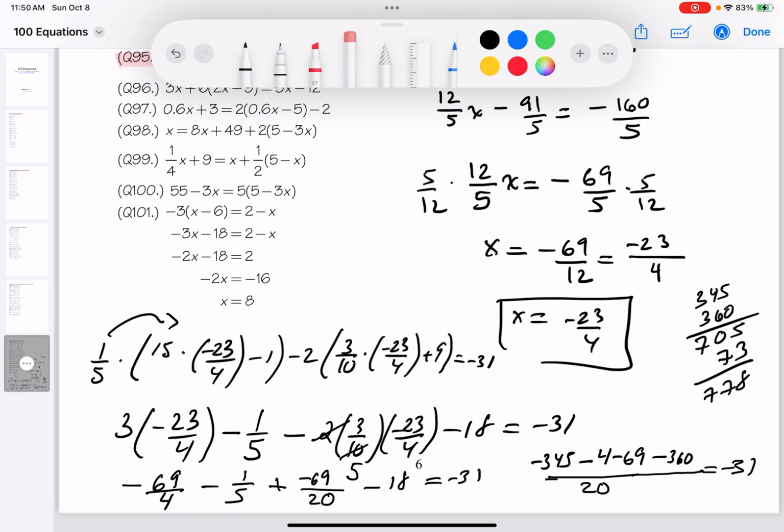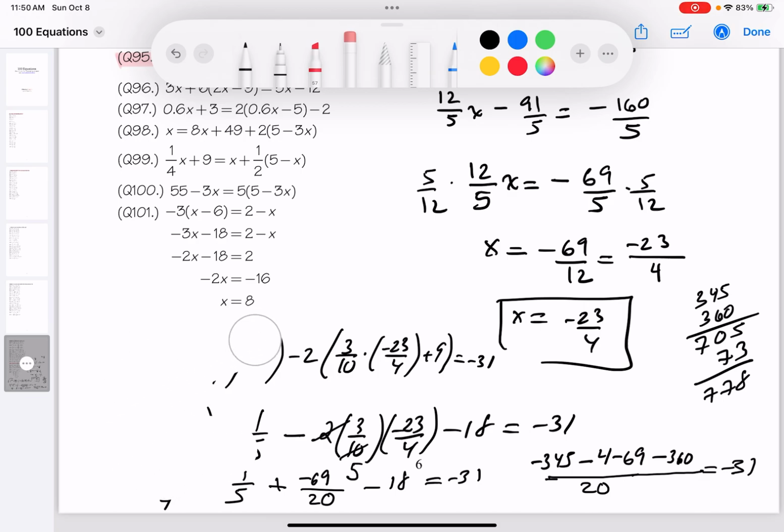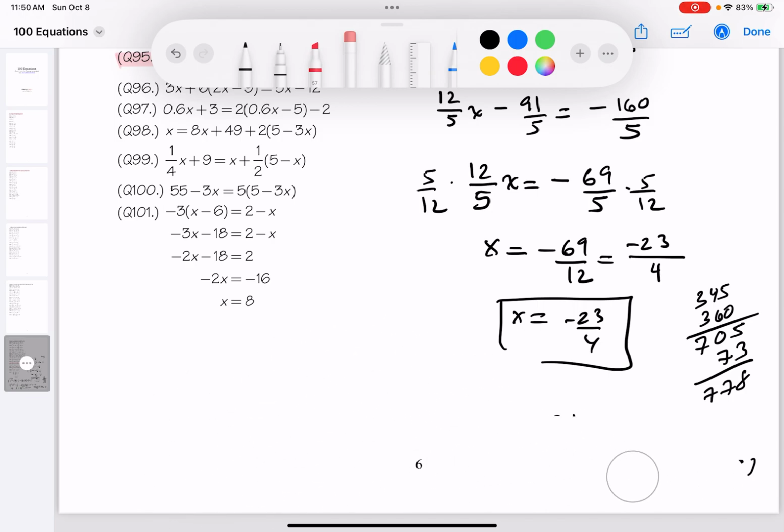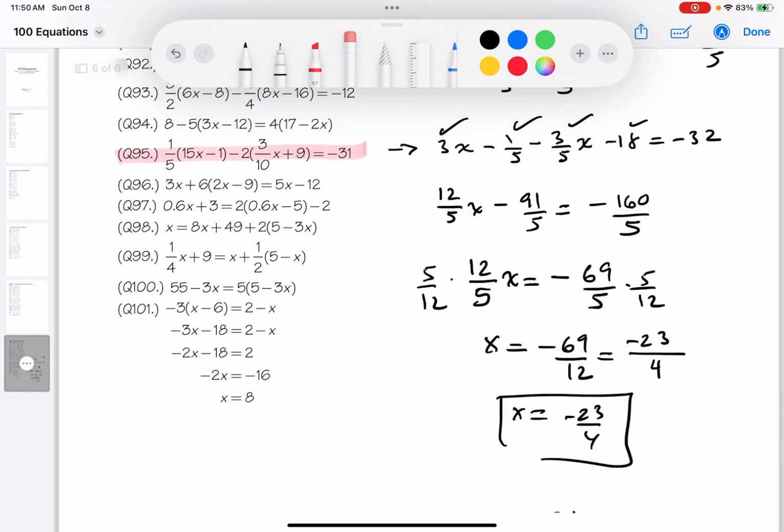I'm going to back up, and I'm going to recheck. I know that's tedious and painful, but I'm going to check. Where am I going to check? In the original problem. This is 95.